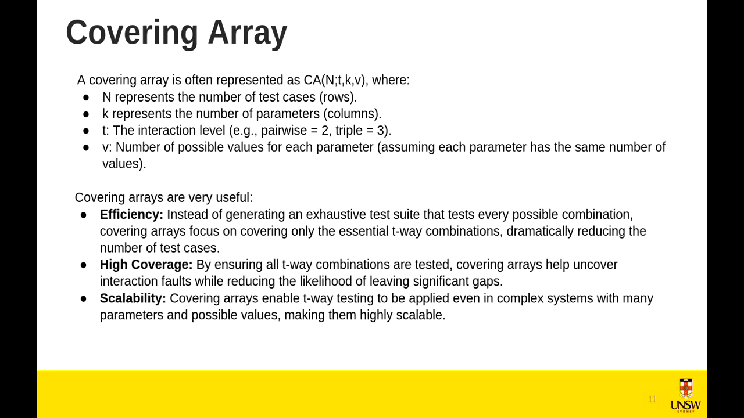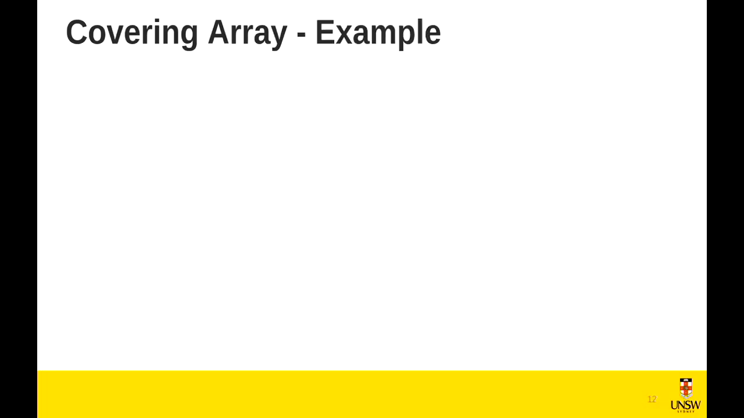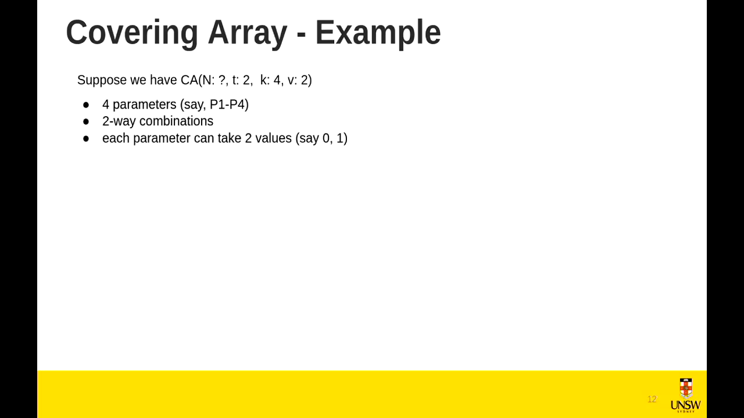And this is some kind of theory and definitions, and let's see an example to see how it works. So suppose we want to build this covering array here. We have specified that we have 4 parameters, so k equals 4, and t is 2, which means that the interaction level is 2. We want to do pairwise combinations. And assume that v is 2, which means that each parameter can take only 2 values, say 0 or 1.